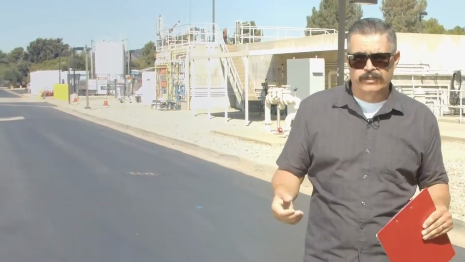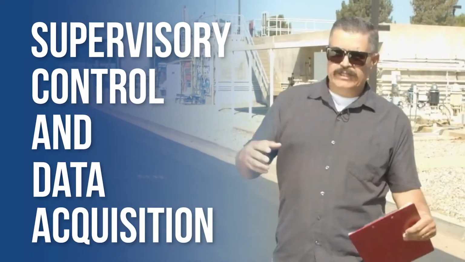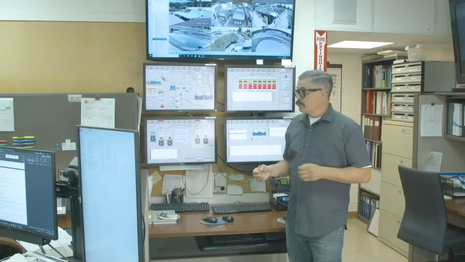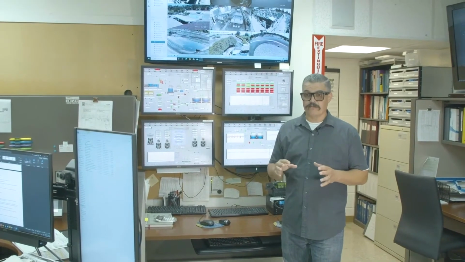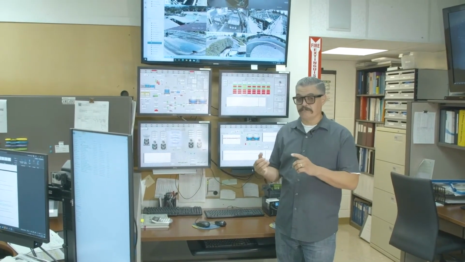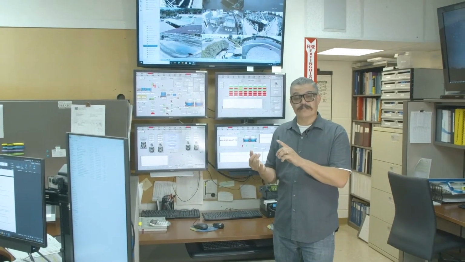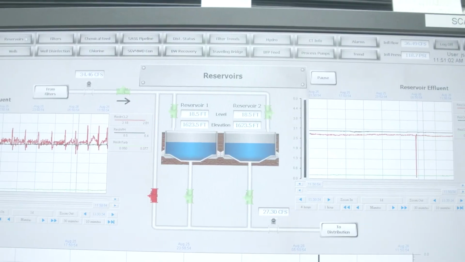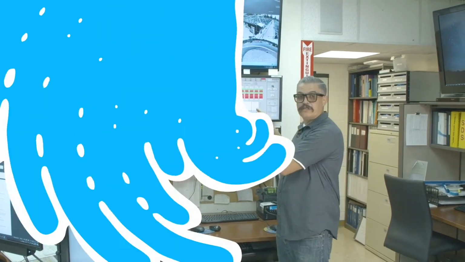SCADA is an acronym for Supervisory Control and Data Acquisition. And it's basically the mind or the brain of the whole facility. We have so many different valves, analyzers that have various functions. Some monitoring temperature, different aspects of the disinfection process, how much water is flowing, what kind of pressures are documented. It's all coming to this one central location.